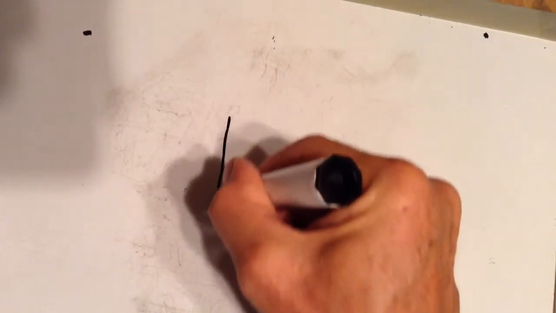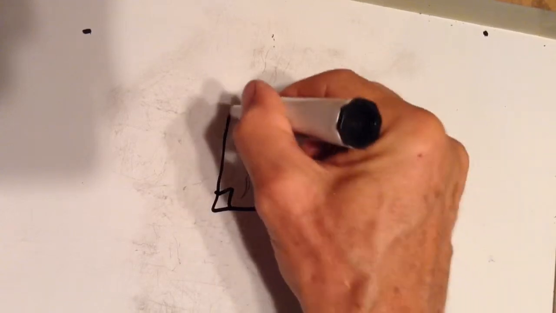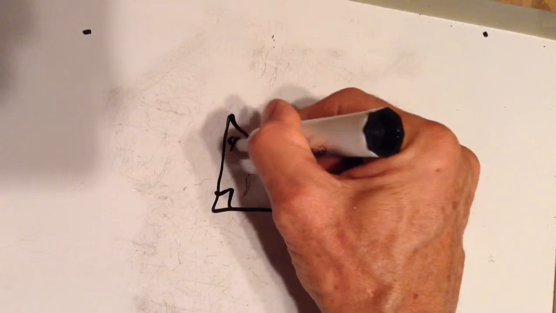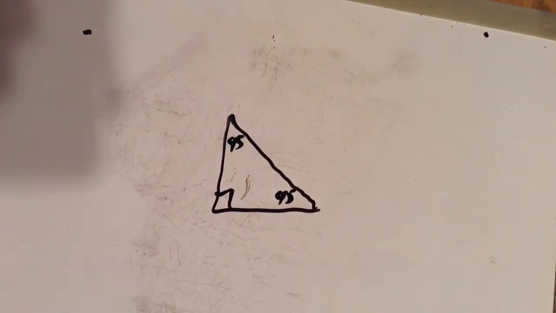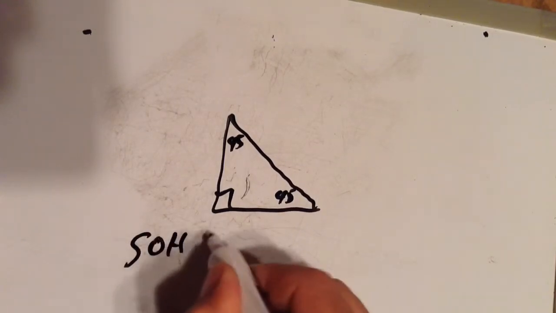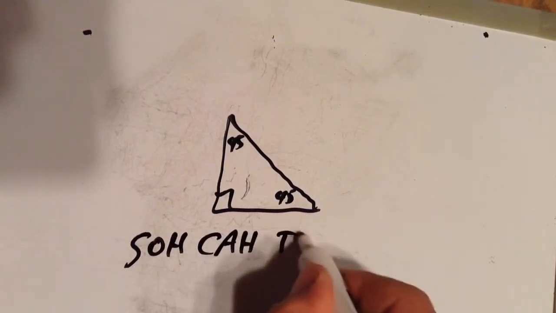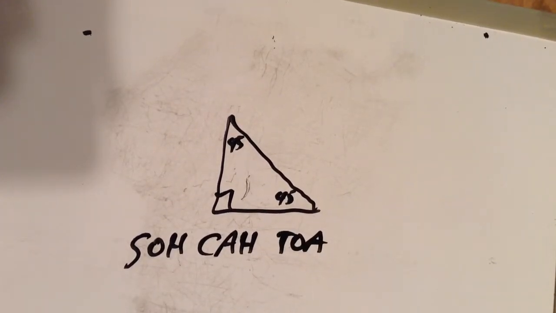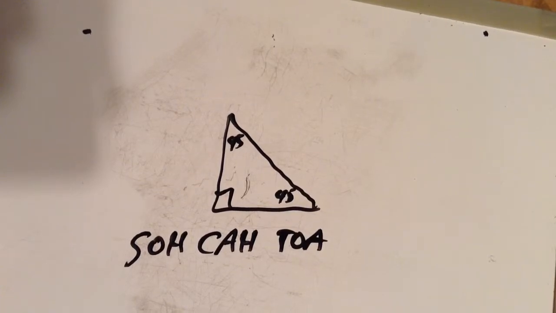Okay, so let's get back to our 45-degree right triangle. Both acute angles are 45-degree angles. There's our 90. Both acute angles are 45. Have you ever heard of a guy named SOHCAHTOA? His name can be used to find the lengths of the sides and hypotenuse of our triangle.